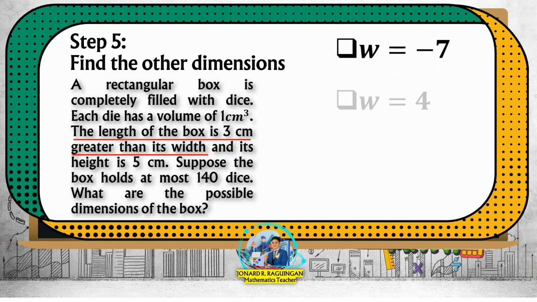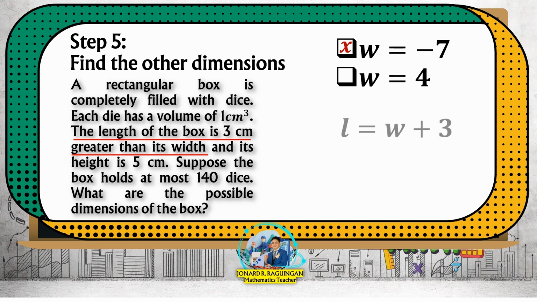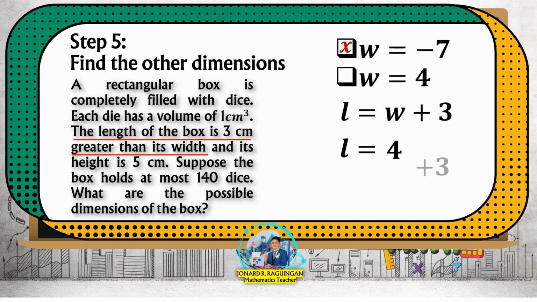Step 5. Find the other dimensions. Since the width of the box cannot be negative, we discard the negative solution. This leaves us with the width equal to 4 centimeters. The length of the box is 3 centimeters greater than the width, so we substitute the value of the width, which is 4, to find the length. Therefore, 4 plus 3 equals 7.